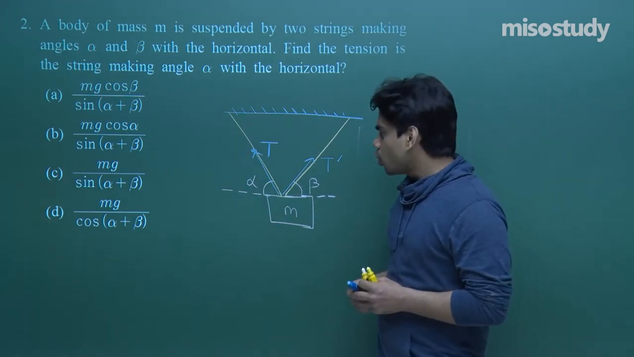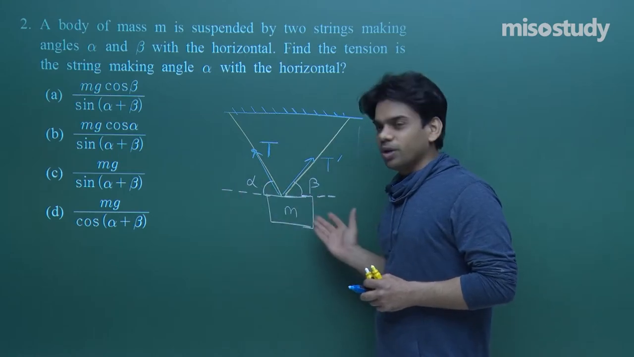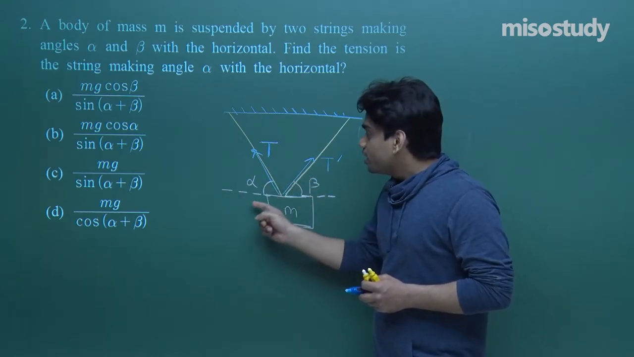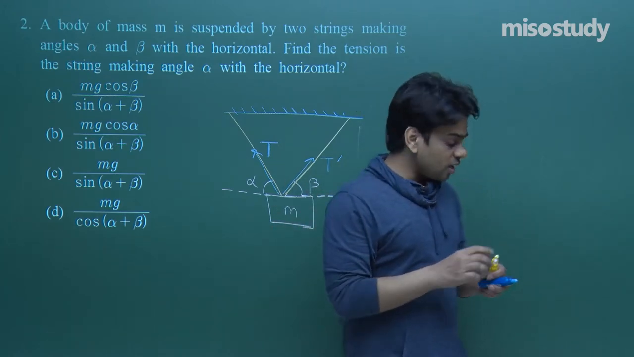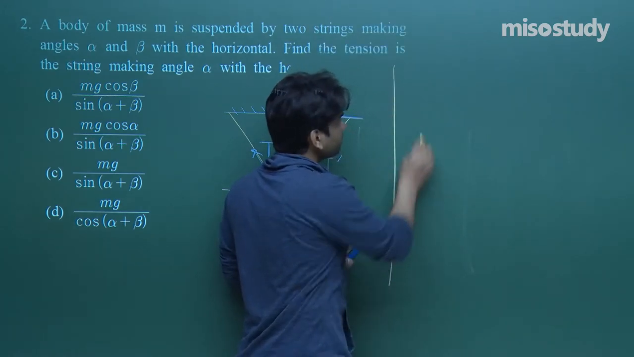For the horizontal equilibrium, we'll have T cos alpha equal to T dash cos beta. So let us write T cos alpha for horizontal equilibrium.